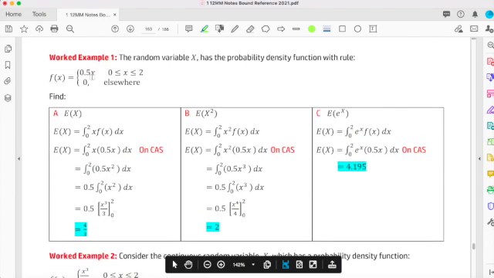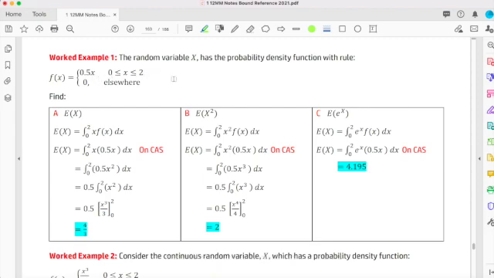So here's a random variable. We're told it's a probability density function, so we don't have to check. We know that means it has to have an area of 1 from negative infinity to infinity, or in other words, the integral between 0 and 2 would have to be 1.